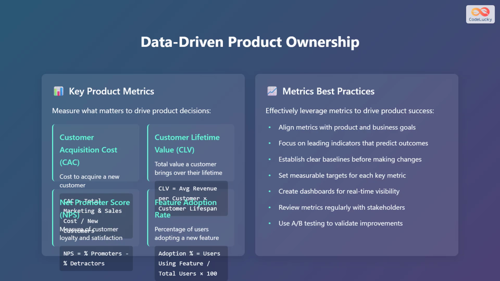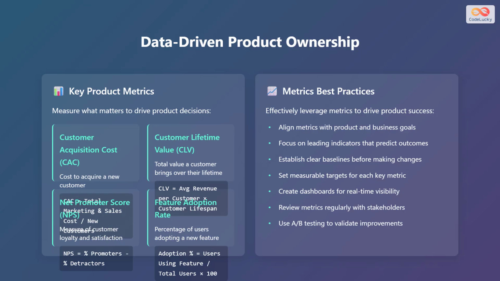And finally, the feature adoption rate is the percentage of users adopting a new feature. The formula is adoption percentage equals users using feature divided by total users times 100. To effectively leverage metrics to drive product success, align metrics with product and business goals.